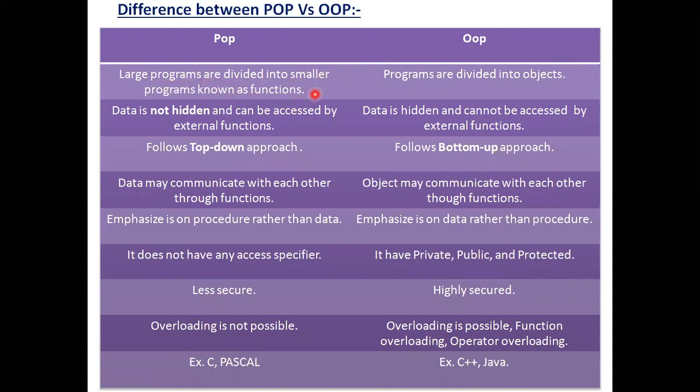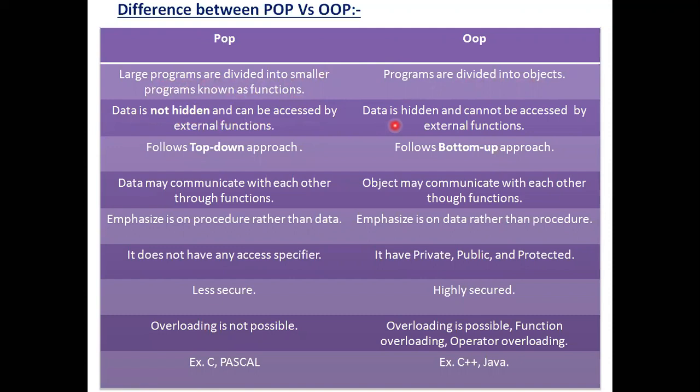single value. On the other hand, in object-oriented programming, programs are divided in terms of objects. Object is an identifiable entity with some characteristics and behavior. Second point, data is not hidden and can be accessed by external functions. That means once you declare the variables in the declaration part, those variables can be accessed by any function.